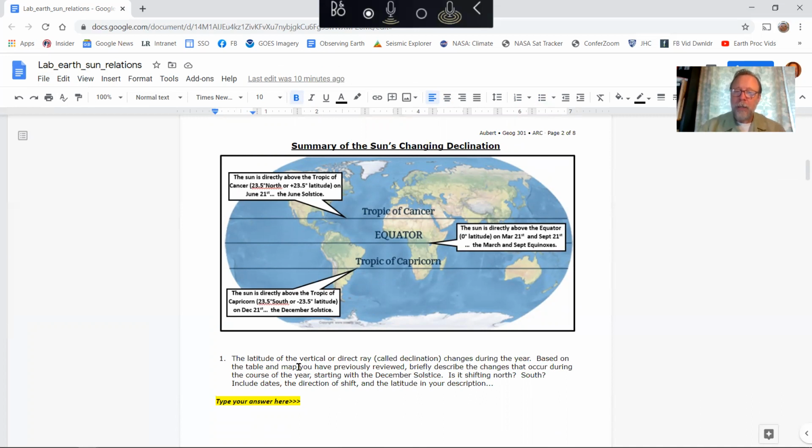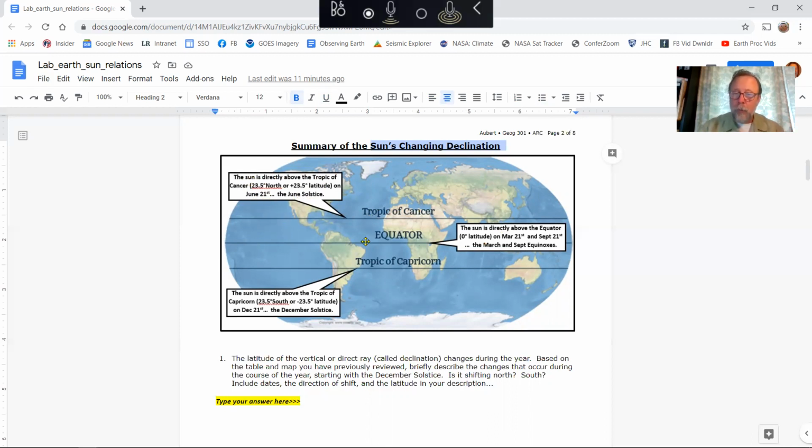I want to make sure as we introduce this lab that you understand the sun's changing declination during the course of the year. And so I have presented the information in map form. You can see these latitudes. So if we start here, you can see the sun is directly above, directly overhead, the Tropic of Cancer at 23.5 north on June 21st. This is the June solstice. Then what does it do?